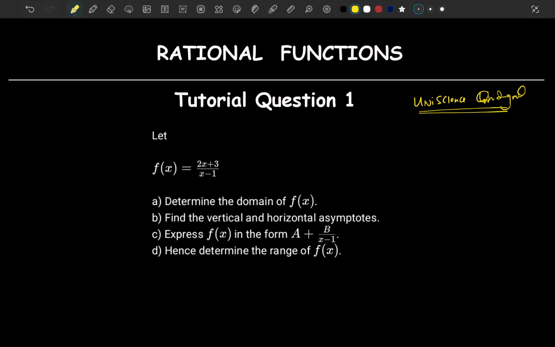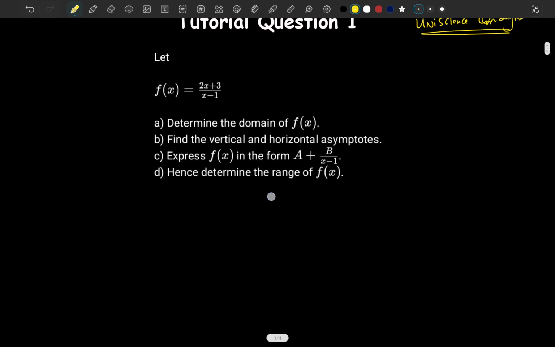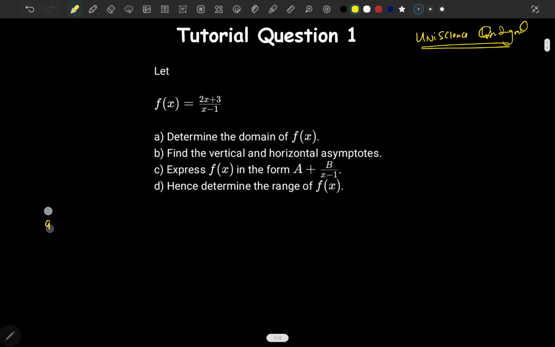Now this one is coming from foundational mathematics under rational functions. Let f of x be equal to 2x plus 3 divided by x minus 1. Determine the domain of f of x. Find the vertical and horizontal asymptotes. Express f of x in the form of a plus b over x minus 1. Hence, determine the range of f of x. So without wasting much of our time, let's dive into the question.